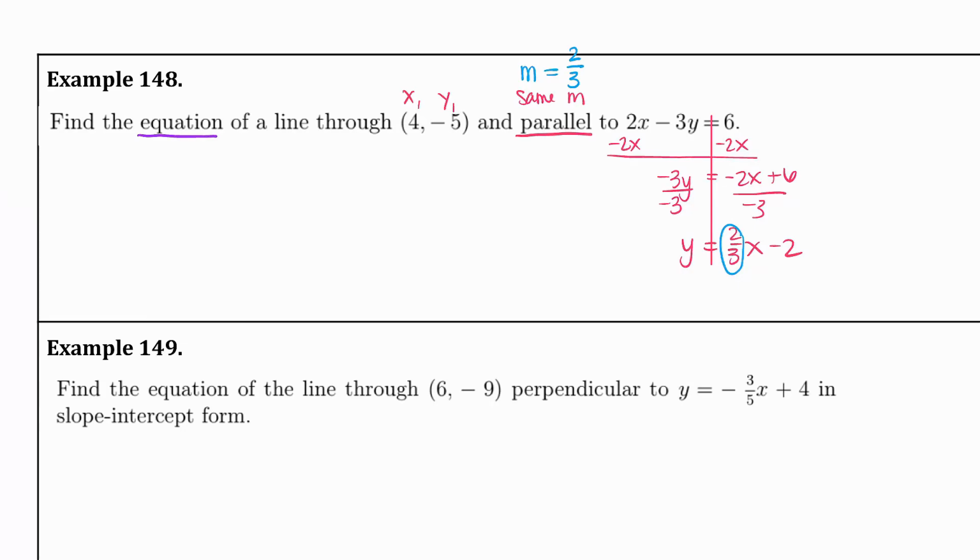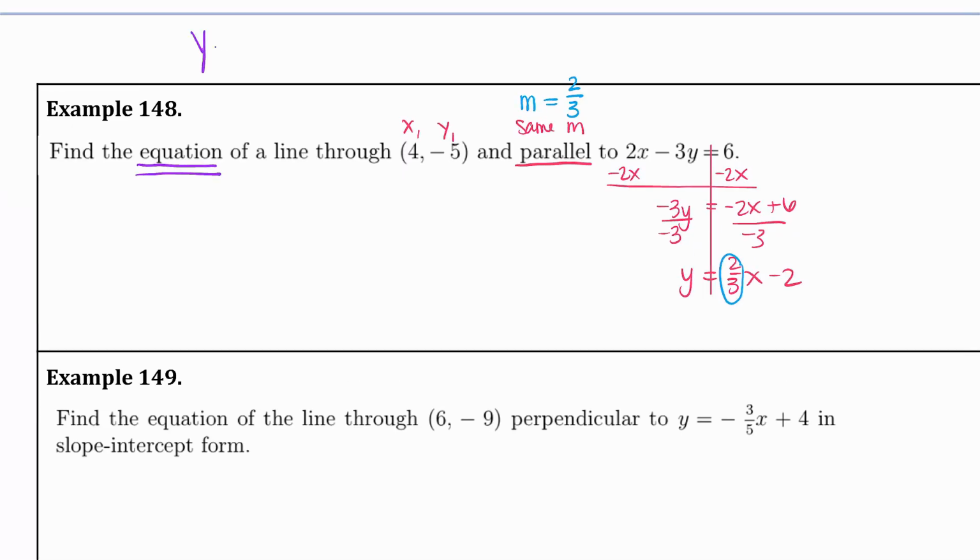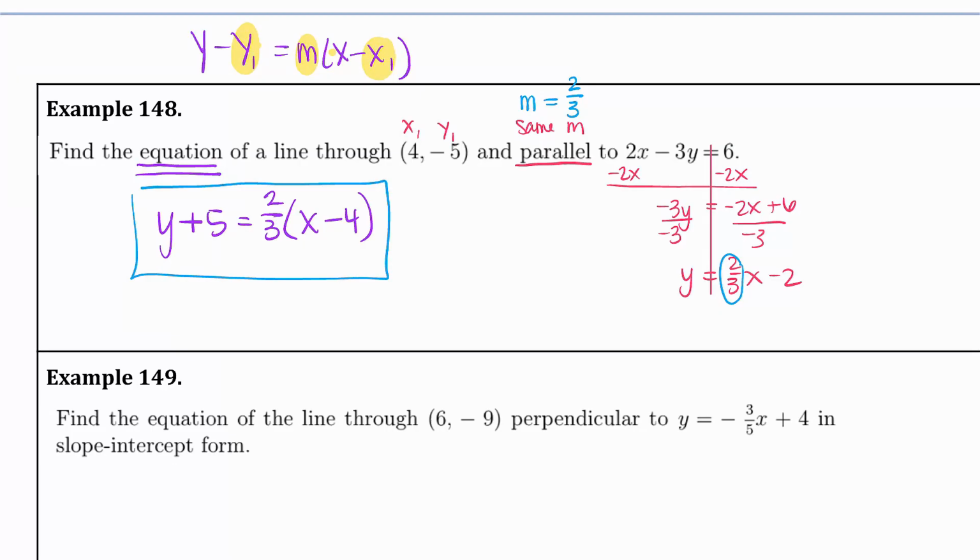Okay, and notice here they just asked me to find the equation. They do not say that it has to be in slope-intercept form, so once we use point-slope formula, we can leave it in that form. Don't forget, point-slope formula looks like this: y minus y1 equals m times x minus x1. And we're going to replace the y1, the m, and the x1 with the values right below. So I have y minus -5, or y plus 5, equals m, 2/3, times x minus 4. They don't specify that we need to put this in slope-intercept form, so we can leave it just like this in point-slope form.